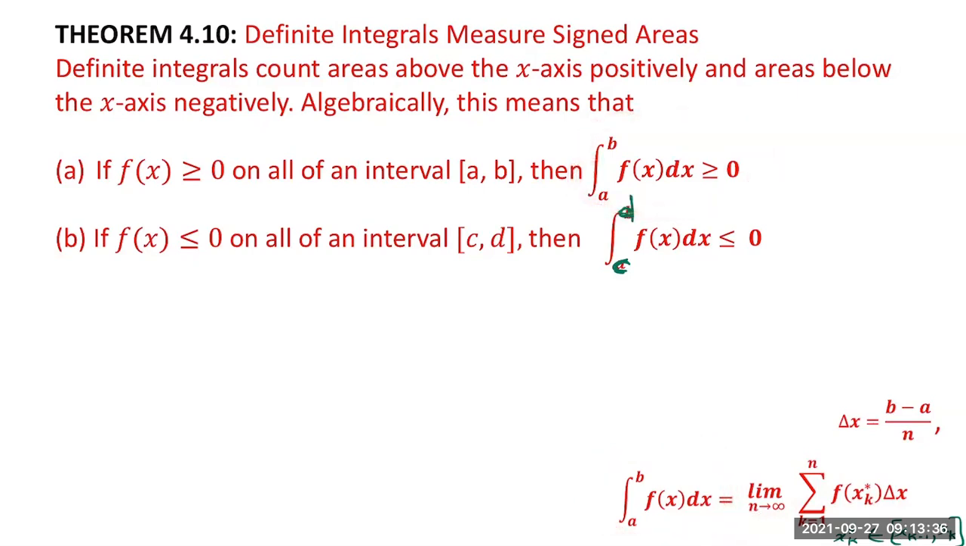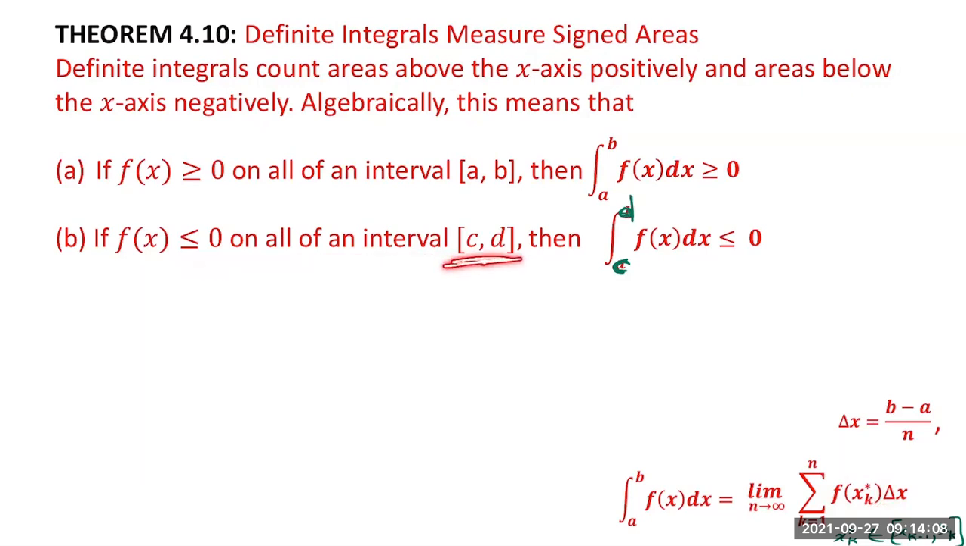By a similar argument, if your function f of x is less than or equal to 0, then think of, you have c here and d here. Then look at this expression. If your f of x is less than or equal to 0 on this interval c comma d, this number is less than or equal to 0, because your function is less than or equal to 0 on the interval c comma d. And delta x is of course positive, because in the second case, delta x is c minus d over n.